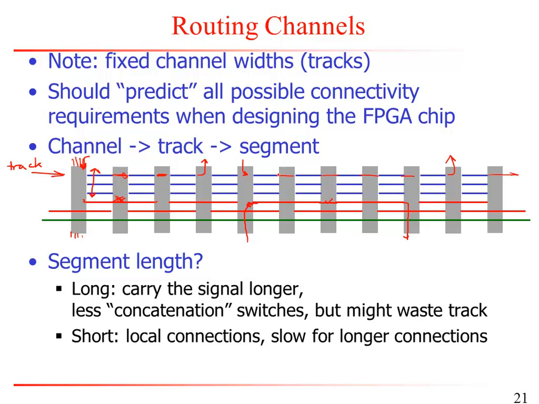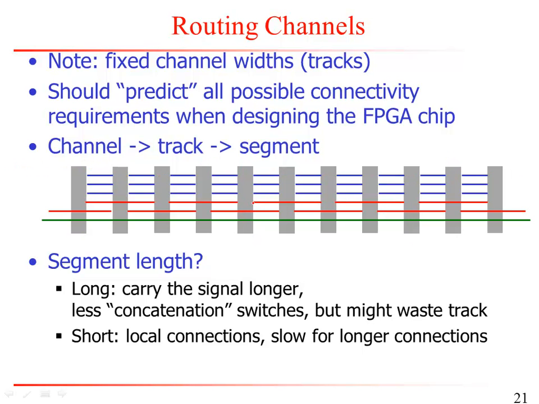So if you wanted to use the single segment, then you needed to use 1, 2, 3, 4 connections with pass gates in between, but here you only use one pass gate in between these two and make that connection, right?